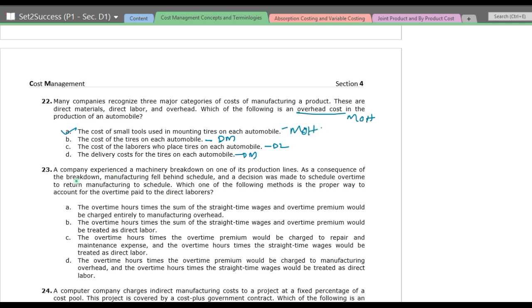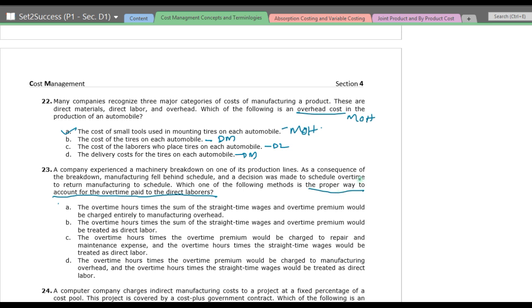Next, a company experienced a machinery breakdown on one of its product lines. As a consequence of this breakdown, manufacturing fell behind schedule. A decision was made to schedule overtime to return manufacturing to schedule. Which one of the following methods is the proper way to account for the overtime paid to the direct laborer?